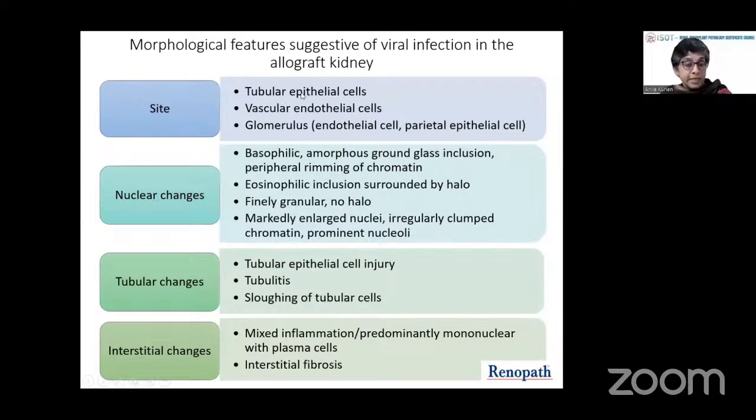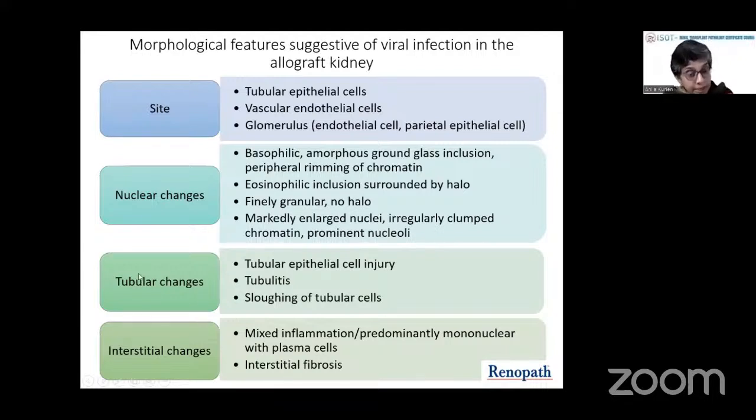You should look at the tubular epithelial cell. You should also look at the endothelial cells of the peritubular capillaries and the arterioles. Do not miss looking at the glomerular endothelial cells and the parietal epithelial cells, because you can have viral infections anywhere here. A number of nuclear changes, from very well-formed inclusions to some granularity to just enlarged nuclei with prominent nucleoli. So the nuclear changes, there's a whole spectrum of it. You cannot just rely on the typical inclusion. So you have to keep a wide possibility when you see these nuclear changes.